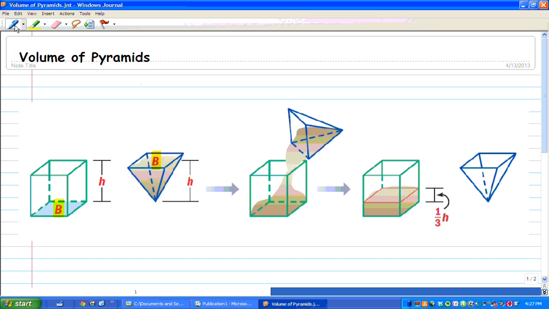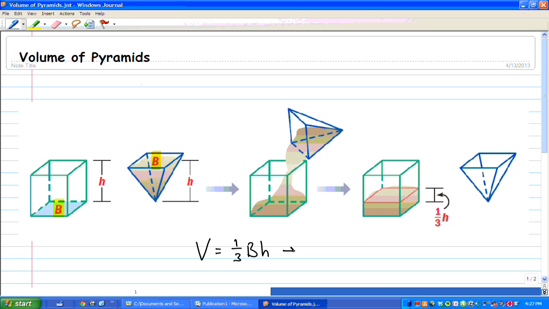In fact, the volume of any pyramid is always 1/3 of the volume of the prism with the exact same base. So what we do then is we say, all right, well, we know how to find the volume of a prism. It's just the area of the base times the height. Well, then the pyramid is 1/3 of it, always.